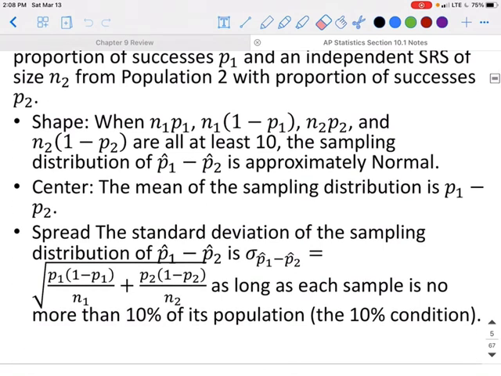For the center, the mean of the sampling distribution will just be P1 minus P2. And for the spread, the standard deviation of the sampling distribution of p hat 1 minus p hat 2 is given by the square root of P1 times 1 minus P1 all over n1, plus P2 times 1 minus P2 all over n2, as long as each sample is no more than 10% of its population.